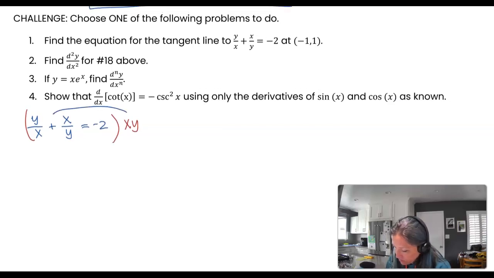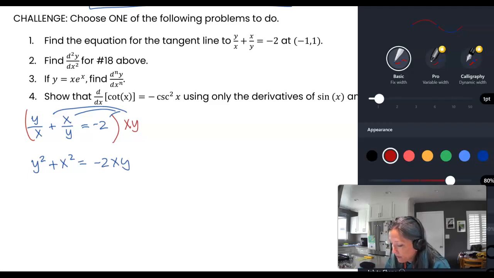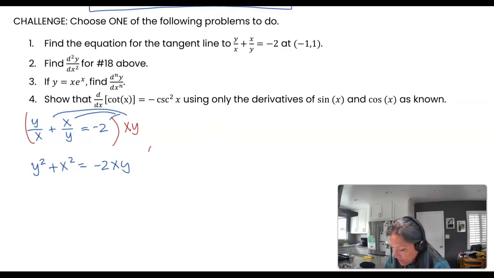All right, I'm going to distribute this to all of my terms. We end up with y squared plus x squared is equal to -2xy. We would want to make a little note off to the side, because we cleared fractions, that x doesn't equal 0 and y doesn't equal 0. When we cleared those fractions, we cleared what were clearly some issues with restrictions on our x and y's, because we couldn't have divided by 0.